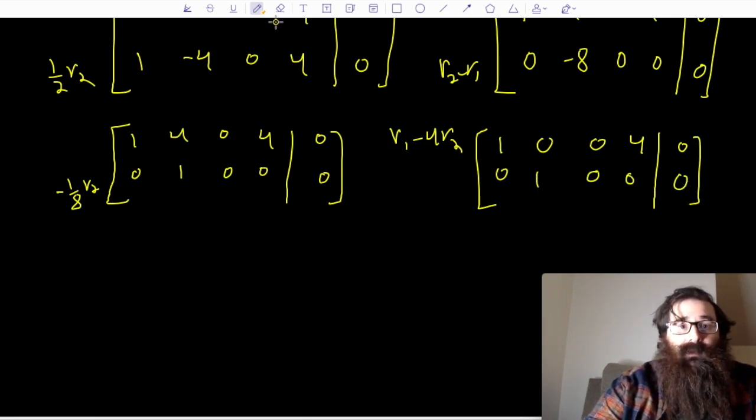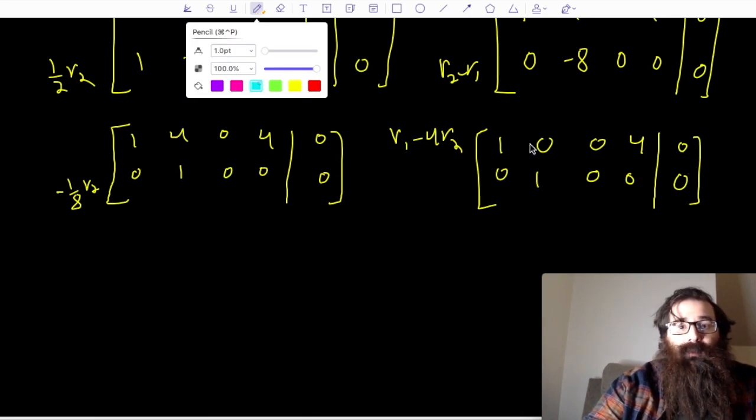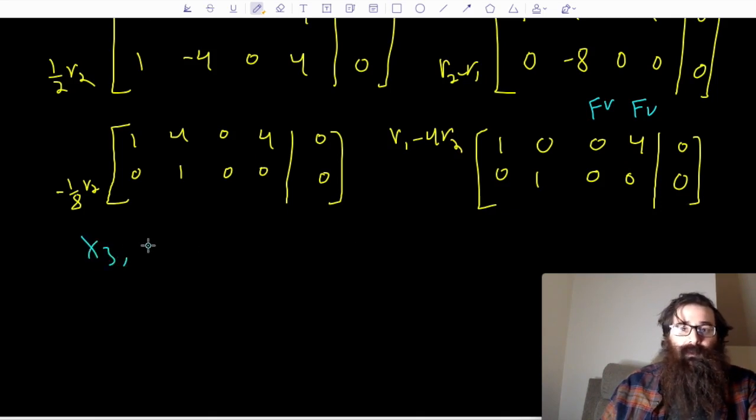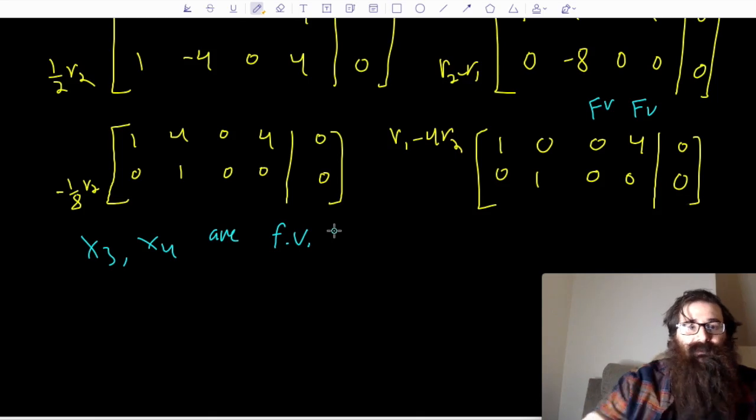You know what we like to do? We like to go ahead and figure out what our basic and free variables are. Here I have pivot column in column 1, pivot column in column 2. These are my basic variables. Columns 3 and 4 are not pivot columns. Those are my free variables. So I like to make a note. So here I'll make the note over here. X sub 3, X sub 4 are the free variables to the system.